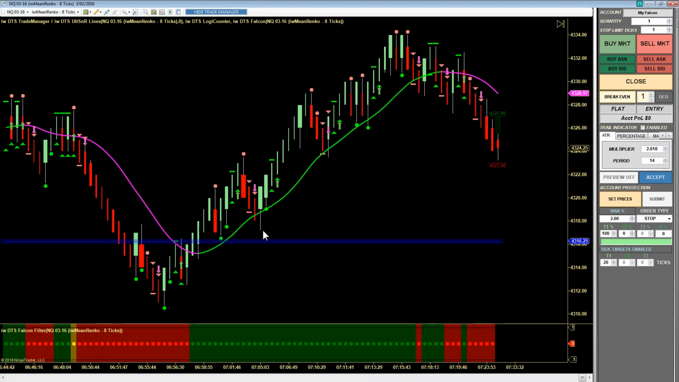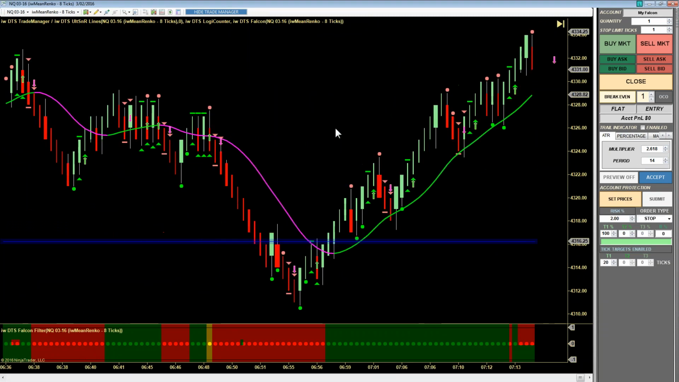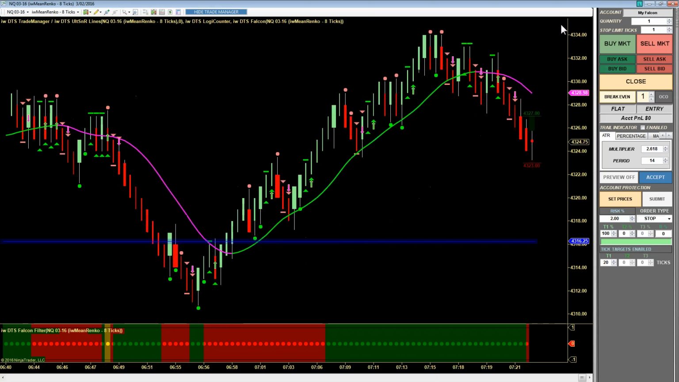Nice swing signal here to the upside. Good follow through. A little bit choppy out of the open, but we had a nice sell signal there also. So the Falcon performing pretty well today also.